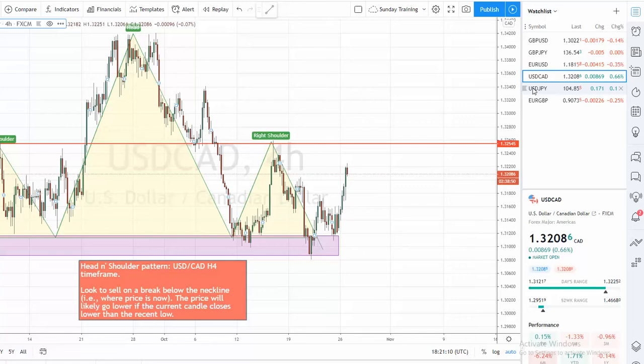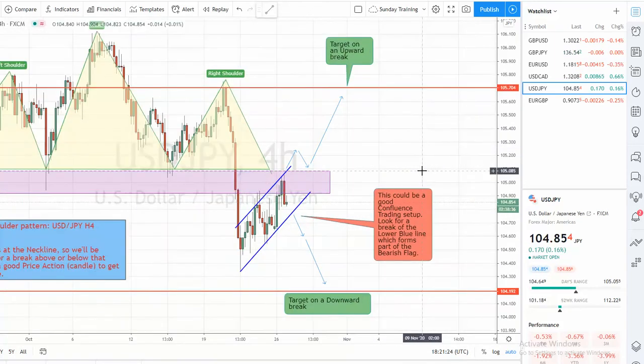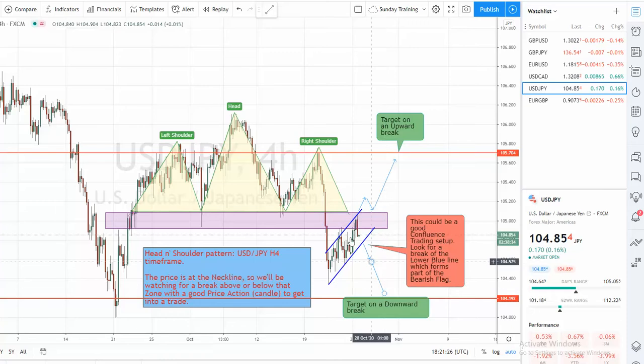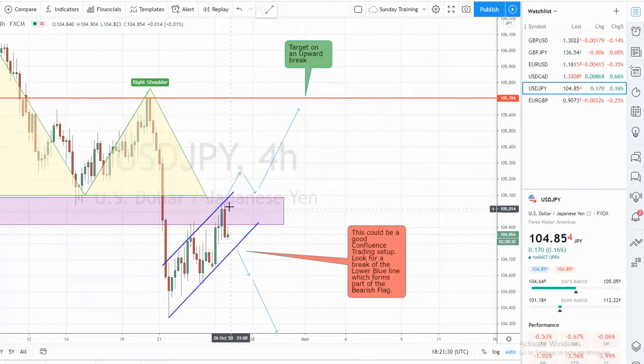But let's look at the one that is setting up today, which is the USD Japanese yen. The way to trade this would be, as you can see here, I'm believing it's going to break to the downside. But obviously if it breaks to the upside, you watch it go up there, maybe a retest of this neckline and push up.